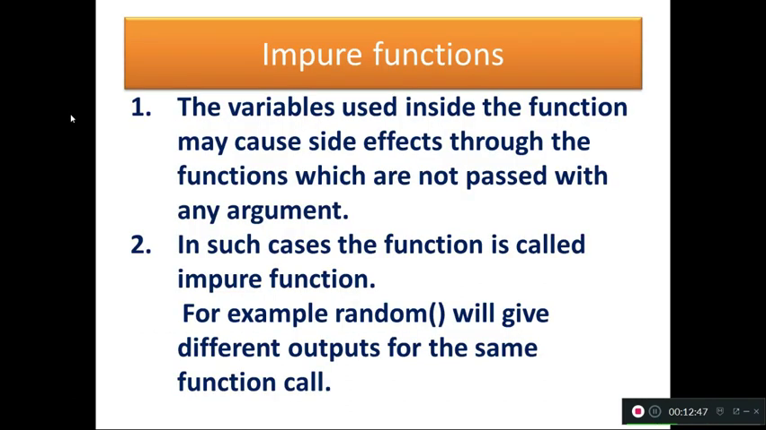Then the next one, impure function. A variable used inside the function may cause side effects, through a function which is not passed any argument. Suppose you calculate something, for example 22 by 7, we give the approximate answer 3.15. Another function is random. Random means randomized. If you give the input once again, the same answer cannot be given. In this case we say impure function. In mathematics, some answers are approximate; in brackets you write approximate. So in such cases the function is called an impure function. In my example, random will give different output for the same function call.